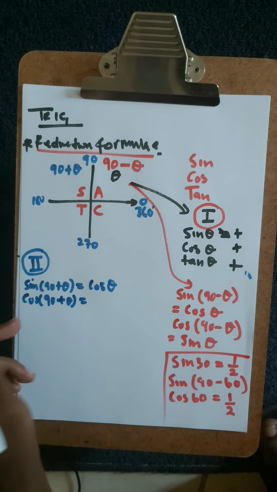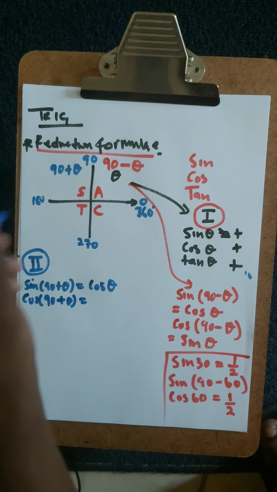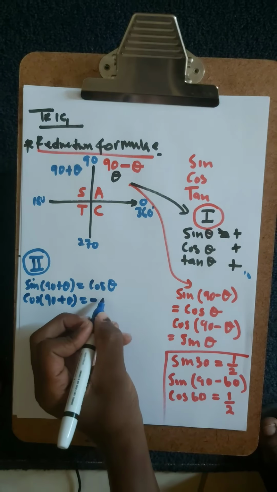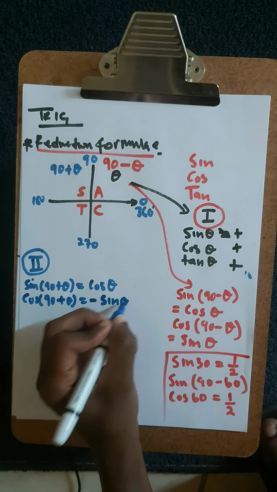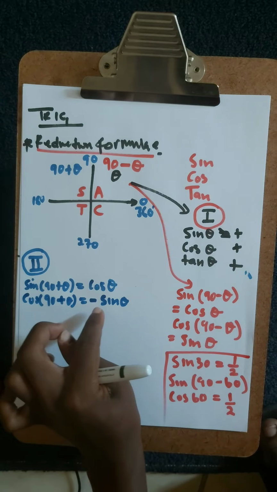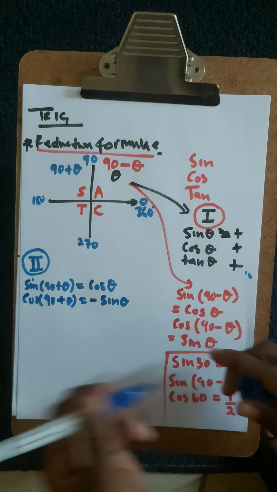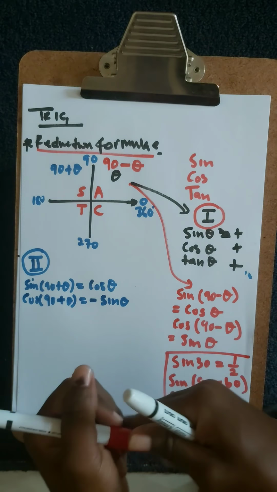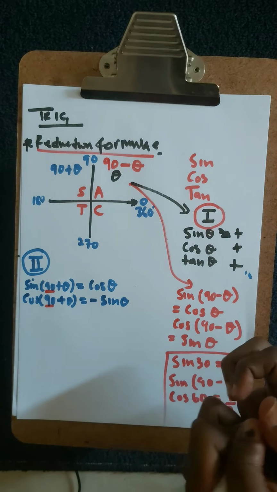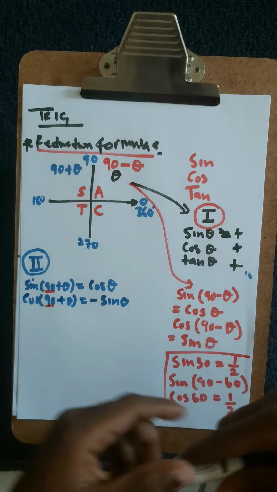Then cos of 90 plus theta. Firstly, we'll check cos in the second quadrant, is it positive or negative? Cos is negative. Then we have 90 degrees here, you change it to sine. So cos of 90 plus theta is equal to minus sine theta. So it changes only if there's plus or minus 90 degrees. That's when we change our ratios.